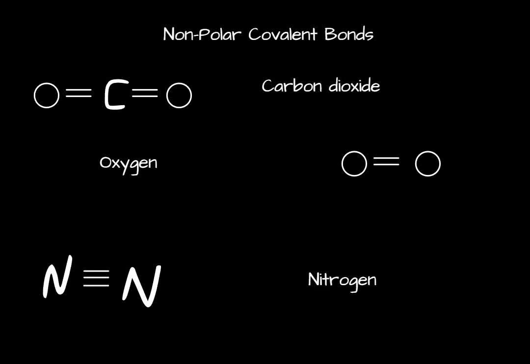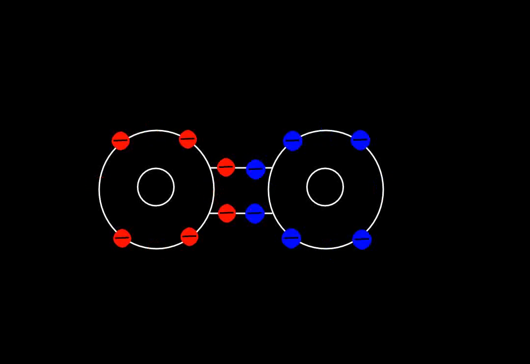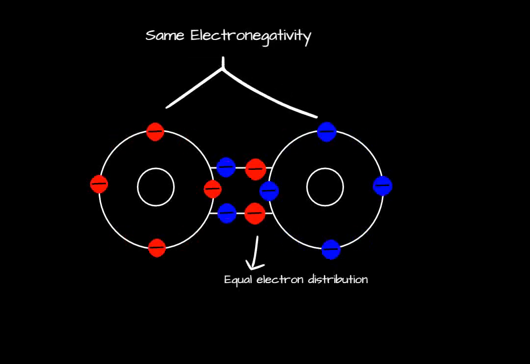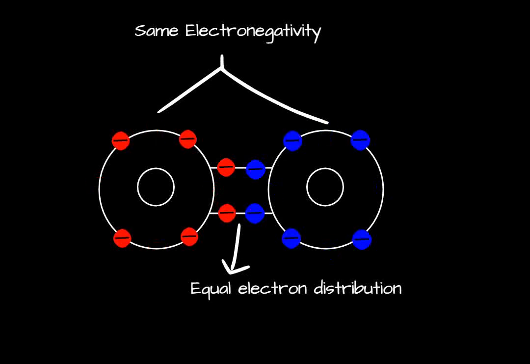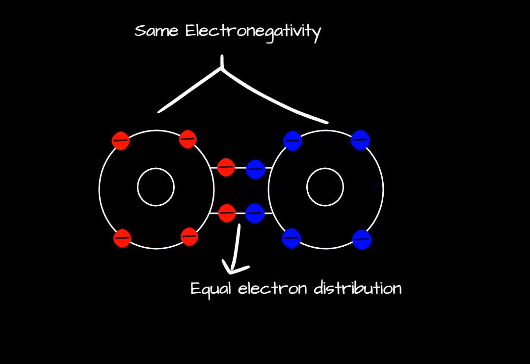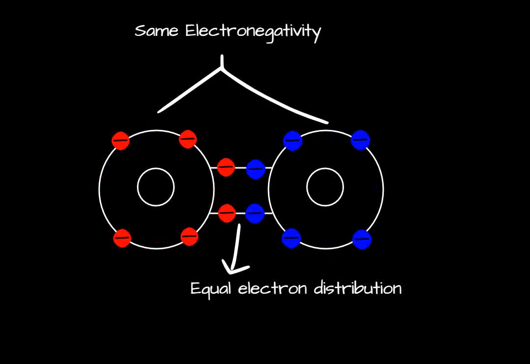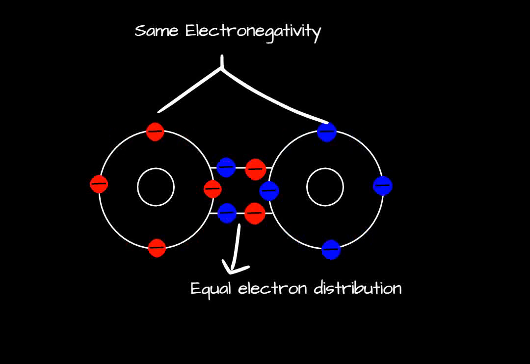Now, let's see what nonpolar covalent bonds look like. Examples of this are carbon dioxide or oxygen molecules and nitrogen molecules. Now, let's imagine two oxygen atoms forming an oxygen molecule. With the same electronegativity, the electrons are distributed evenly, which makes the molecule nonpolar. This also occurs with molecules having different elements but similar electronegativity.